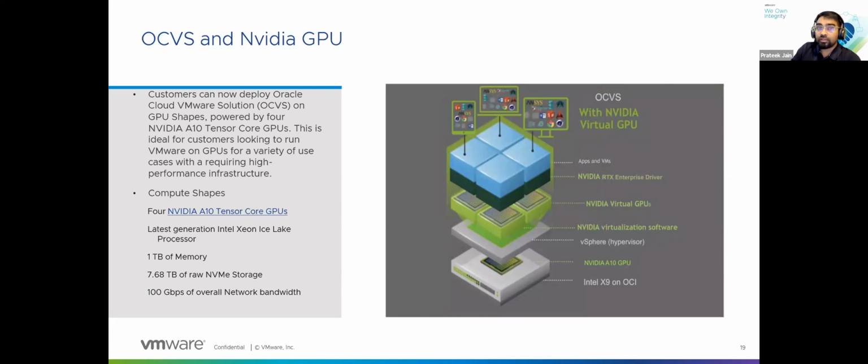You can have OCVS shapes with NVIDIA A10 Tensor GPUs. Each of these nodes would have 1 terabyte of memory, 100 Gbps of network bandwidth, and a very small 7.68 TB of raw NVMe storage, which would form a local data store on that. And then you can integrate your OCI file level or block level services to have additional storage on that.